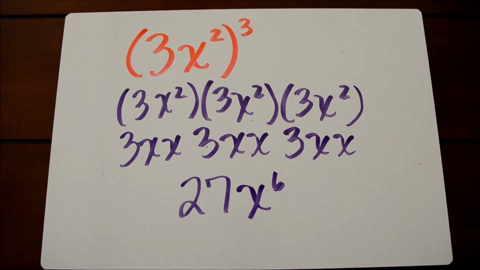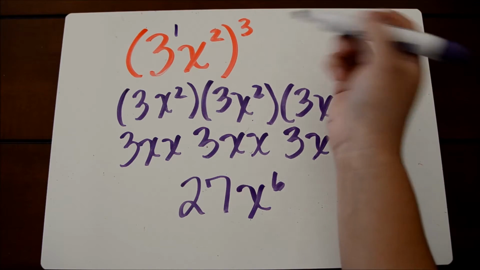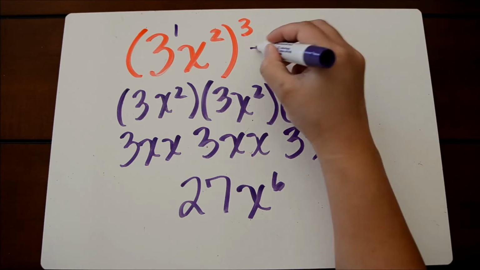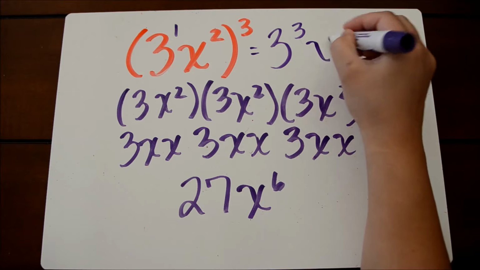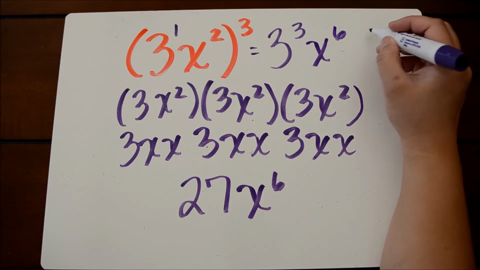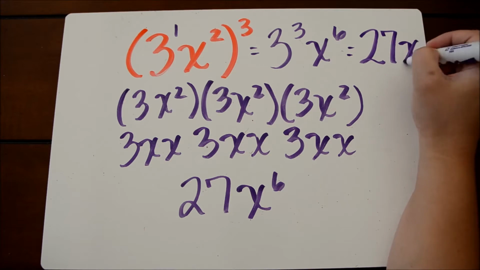But again, if we understood the power of a power law, we could have just multiplied our exponents. This would have an exponent of 1. 1 times 3 is 3, so we would have 3 cubed and then x to the sixth power. And we know that 3 cubed is actually 27, so it would have left us with 27 x to the sixth power.